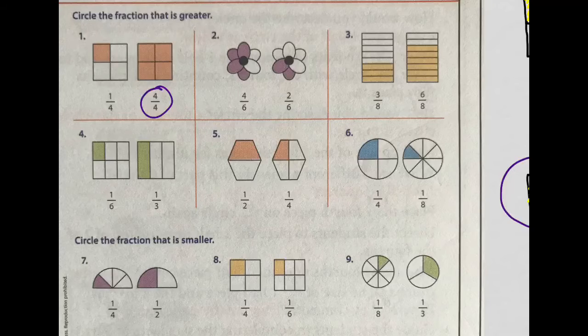Number 2, we have 2 flowers. The first flower has 4 petals colored in, which makes it 4/6. The next flower has 2 petals colored in, which makes it 2/6. Which fraction is greater? Go ahead and circle it. Did you circle 4/6? That is greater. All right, pause the video, do 3, 4, 5, and 6, and then unpause and find out what the answers are.